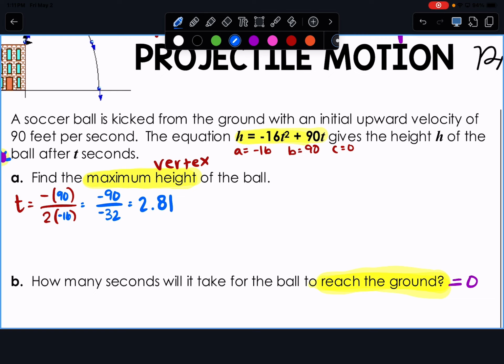Now, to find the height, we take that h equation, but instead of t, we plug in what we just found. So it'll be negative 16 times 2.81 squared plus 90 times t. Instead of t, we do 2.81. And that just gets plugged into our calculator.